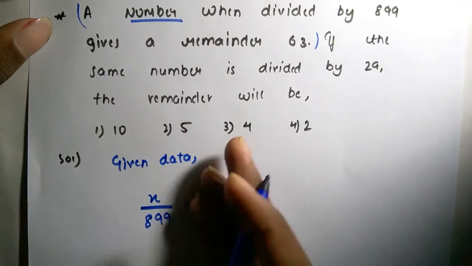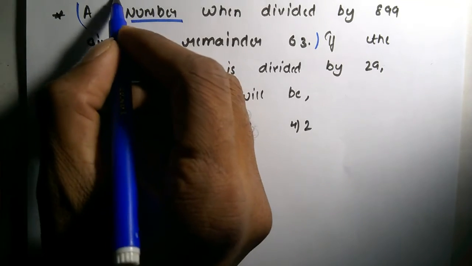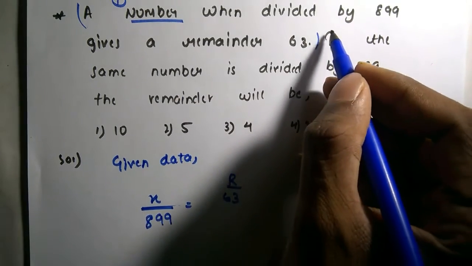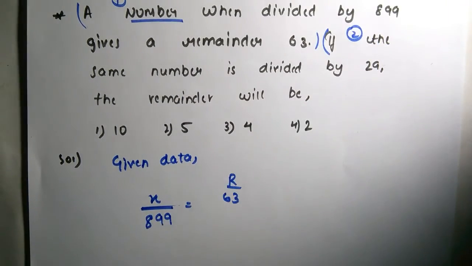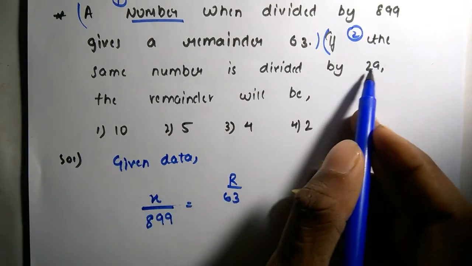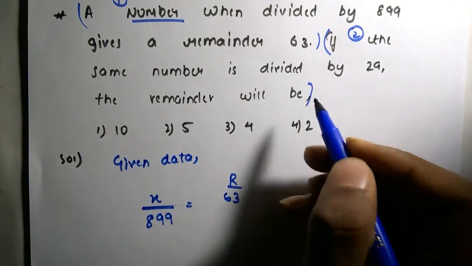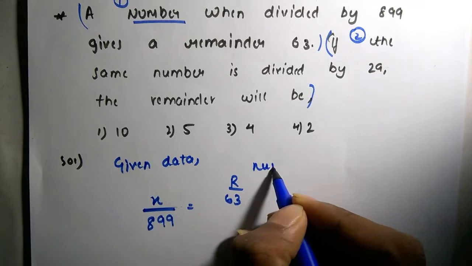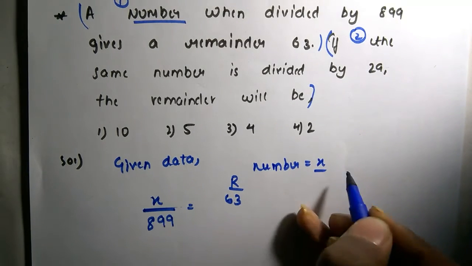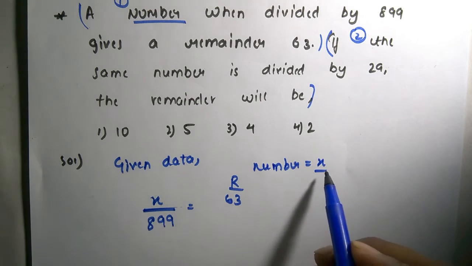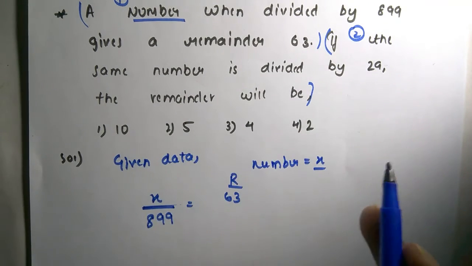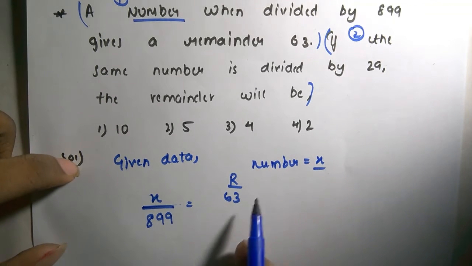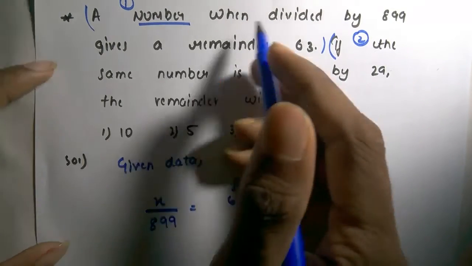Let us take two conditions. The first condition was given by them, and the second condition is: if the same number is divided by 29, the remainder will be what? The same number means the number we considered as x. So first we have to find the value of our number x, from the first condition, a number divided by 899.